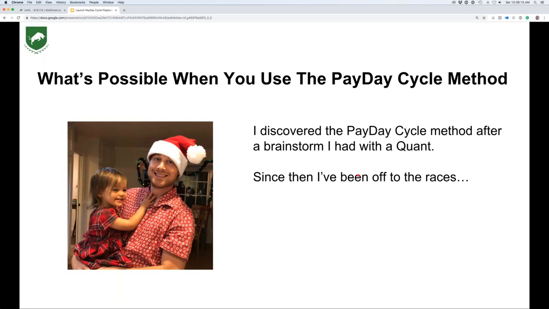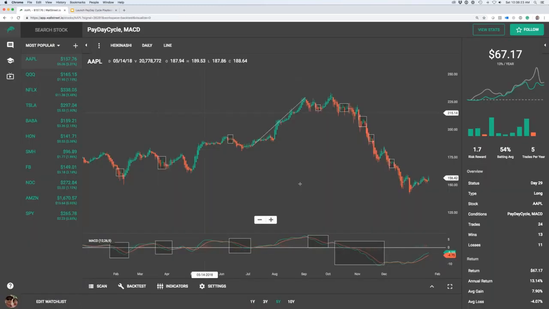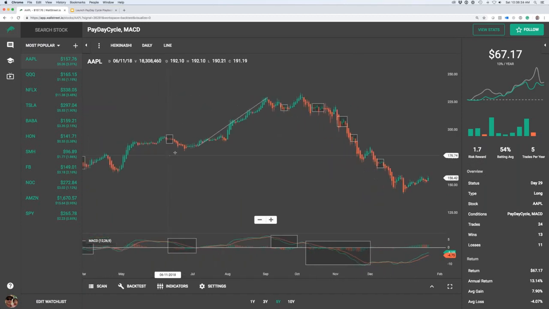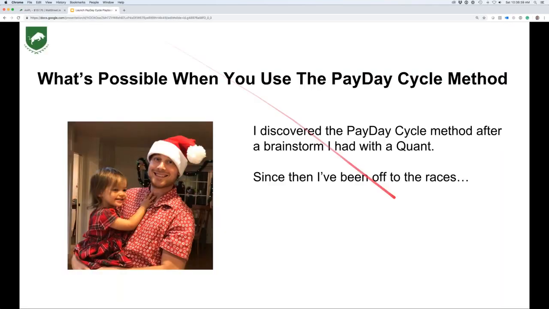When I discovered the payday cycle method, after a brainstorm I had with a quant, it really changed my trading because it allowed me to, one, identify quick and easy entry and exit points. It allowed me to find trades with good batting average and good risk reward. And two, it actually had me trade less because I started cutting out these times in my trading where I was trading during low probability setups. And since then, I've been off to the races.